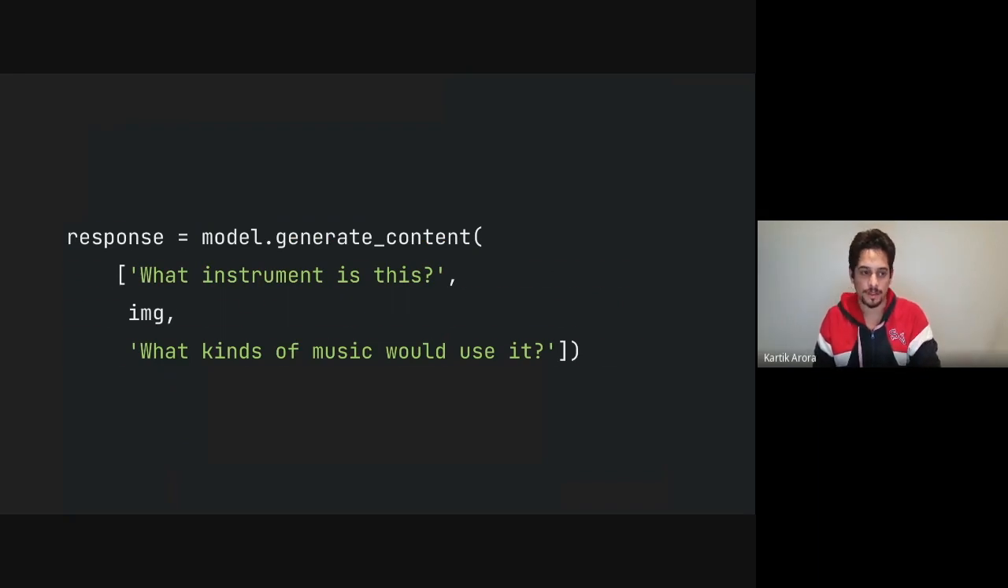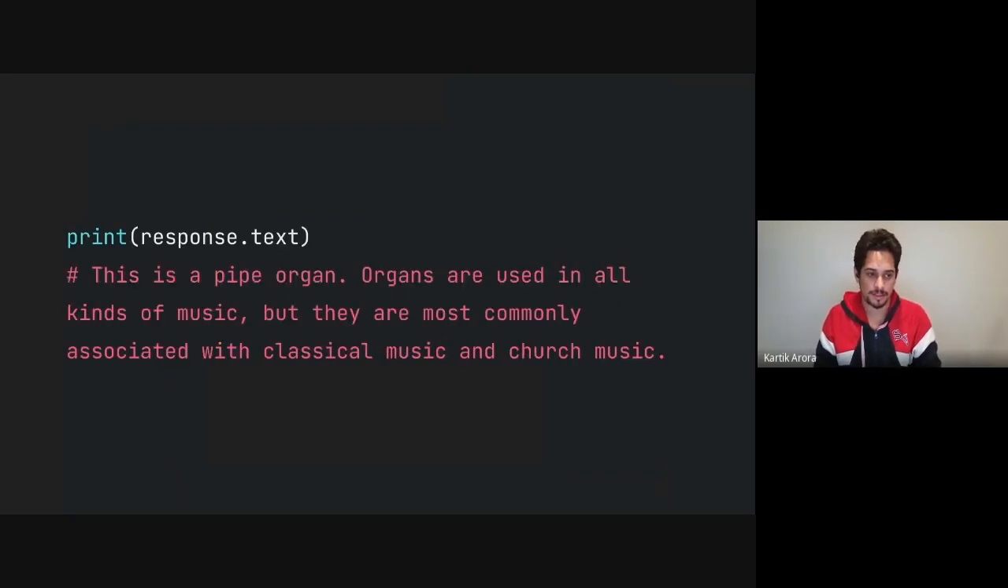Now we call this function and we get a response. This is a pipe organ. Organs are used in all kinds of music, blah, blah, blah. So it gives you the answer exactly as you want. It gives you a single chunk of text.